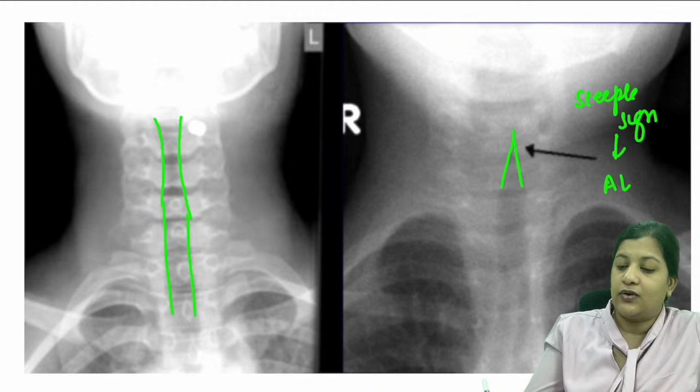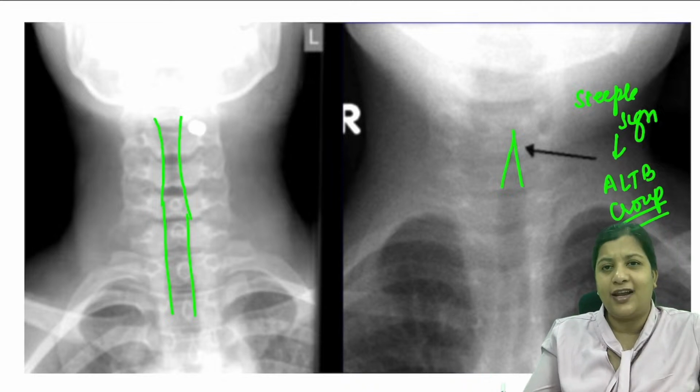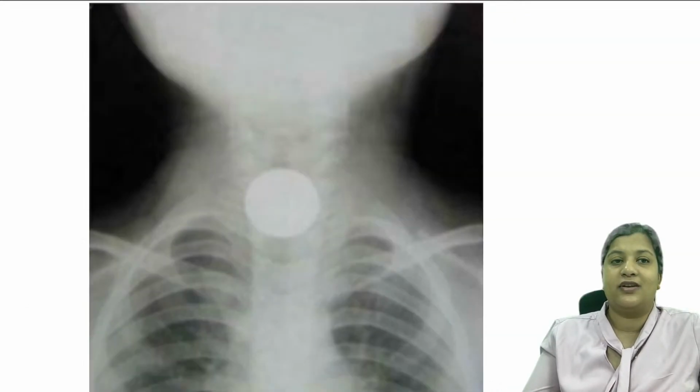It is seen in acute laryngotracheobronchitis, also called Croup. Again, a very common repeat. So you should know about this very, very clearly. Now look at this image and tell me, what do you see over here?